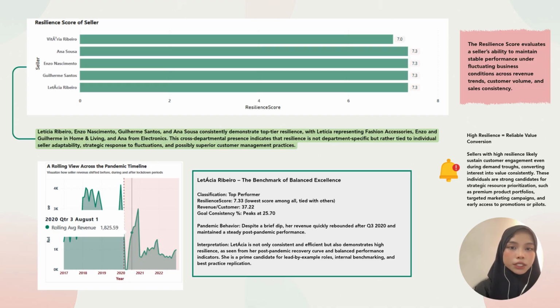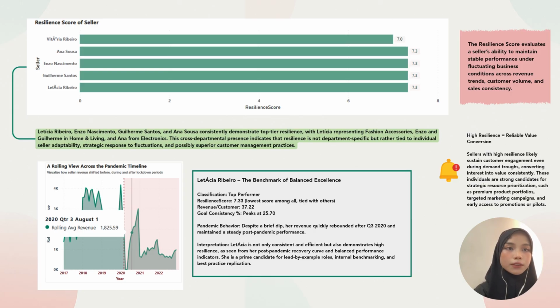To close off this RQ, I wanted to go beyond surface level performance and zoom into something more strategic, which is resilience. This slide introduced the resilience score, a metric I calculated to evaluate how well a seller sustains stable performance under fluctuating business conditions across revenue volatility, customer engagement, and sales consistency. Here, a lower score equals stronger resilience.